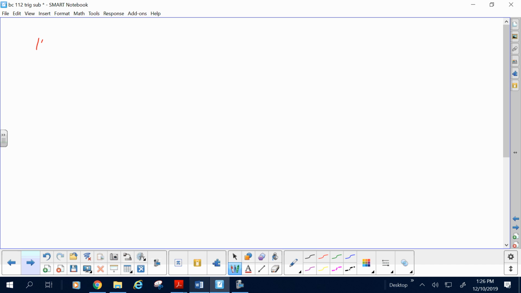All right. 111, number 10. Find a vector of magnitude 7. I remind you, magnitude is shown by double bars. 7. Normal to.